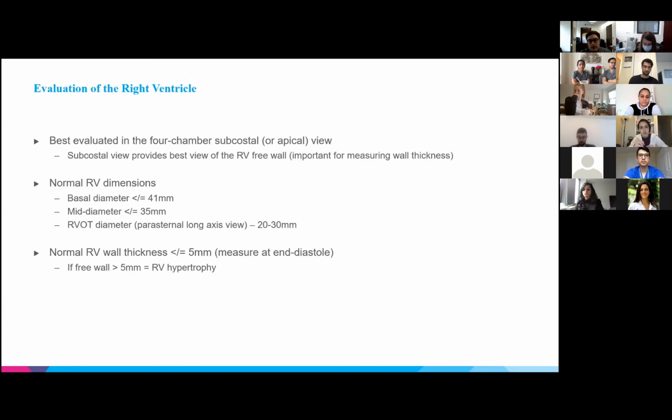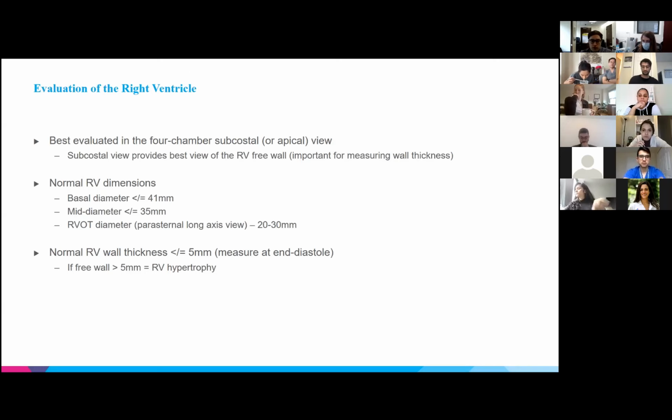This is important because if we're trying to see if there is some RV enlargement, whether it's an acute or chronic picture, we may have to pay attention to the wall thickness, because the thicker the wall, the more likely the patient might have RV hypertrophy, and therefore it might be some type of chronic process going on.